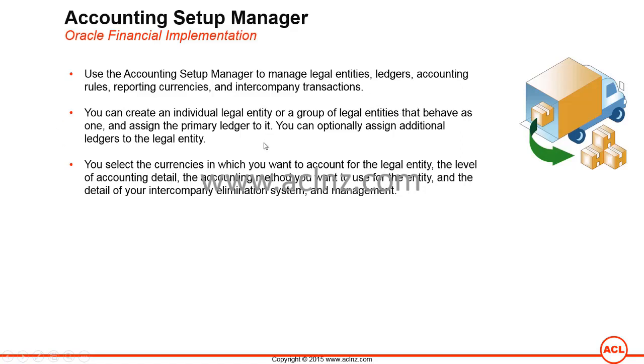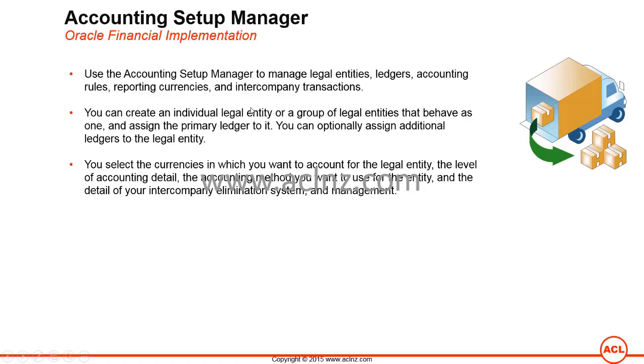You can create an individual legal entity or a group of legal entities that behave as one and assign the primary ledger to it. You can optionally assign additional ledgers to the legal entity. So what does it mean? Legal entity here refers to a company which is established in a particular country. So you can define a company, or you can define multiple companies. Let's say you're defining a setup for a corporation which has legal entities in multiple countries, or within one country itself they've got multiple companies.